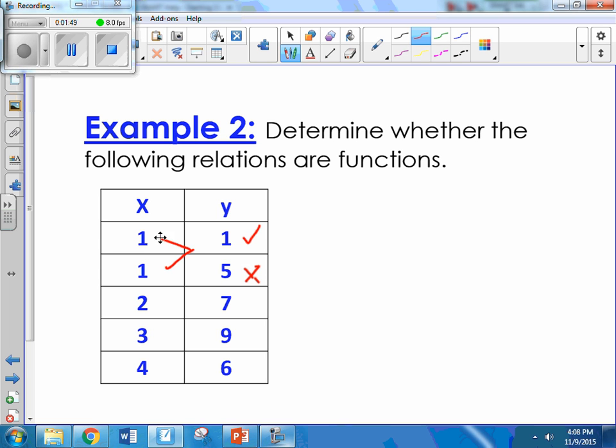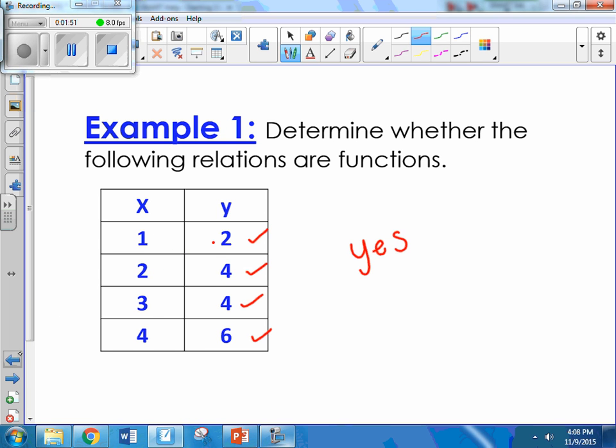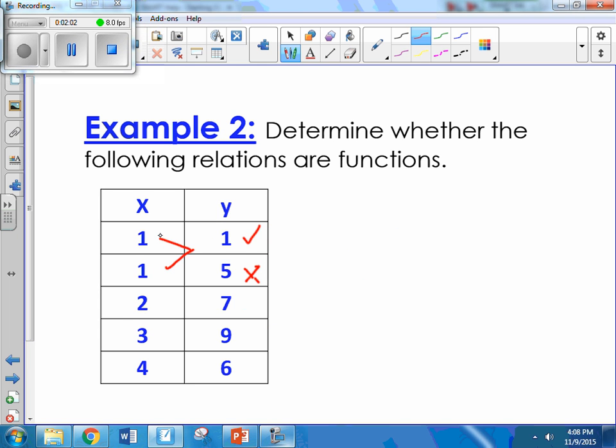Okay, so you may ask, why in the last one, if I got 4 twice for y, that's okay. Your output values don't matter. What matters is what you put in for x, you have to get the exact same thing out for y. So basically this time I put 1 in for x and I got two different answers for y. That can't happen, so no, this is not a function.